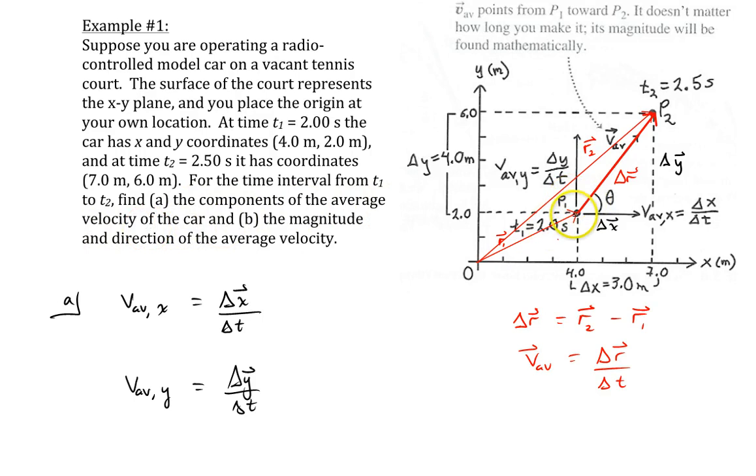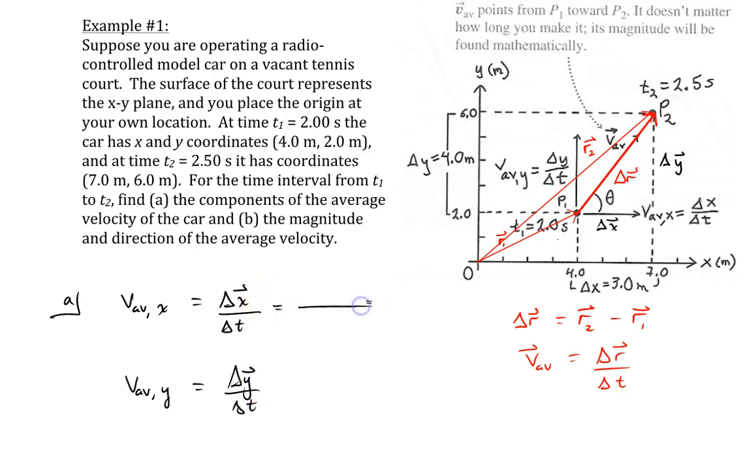So as this car moves from point 1 to point 2, we want to know what was the average velocity as it was moving along the x-axis and what was its average velocity along the y-axis. So we're breaking up this average velocity into two components, the horizontal component and the vertical component.